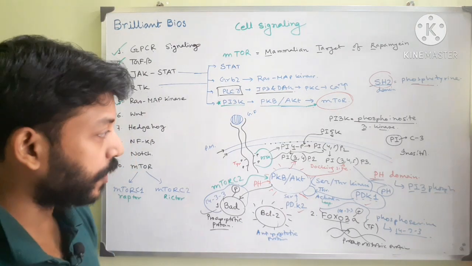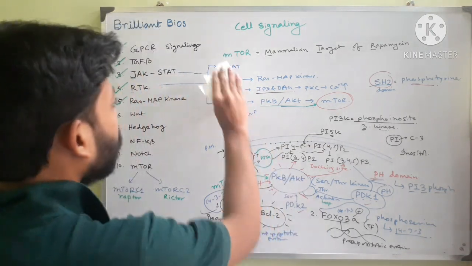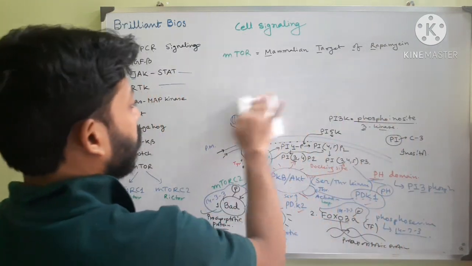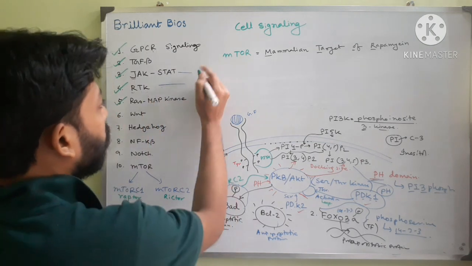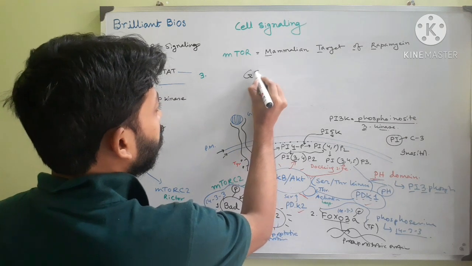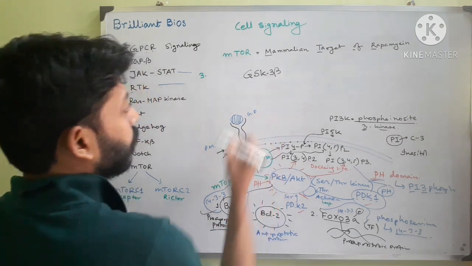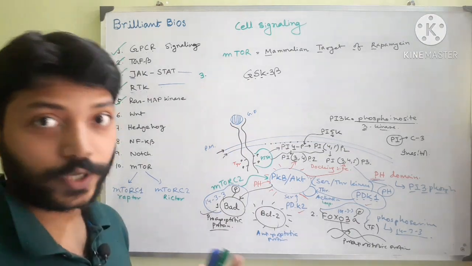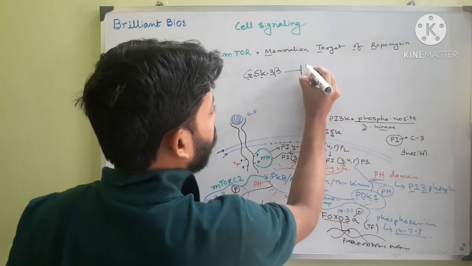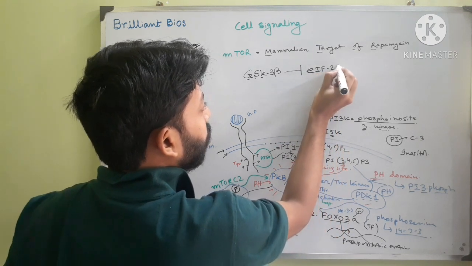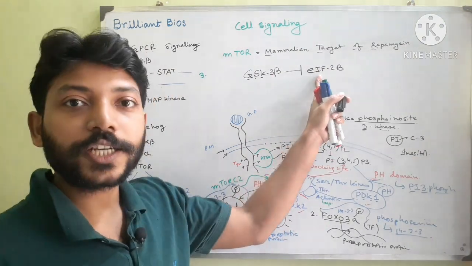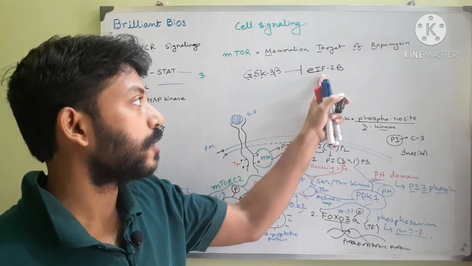Another way PKB performs, the third way, is that it can phosphorylate a protein called GSK3 beta, glycogen synthase kinase, which is also a kinase. GSK3 beta phosphorylates and inhibits a protein called EIF2B. This is an initiation factor for translation. EIF means eukaryotic initiation factor 2B.